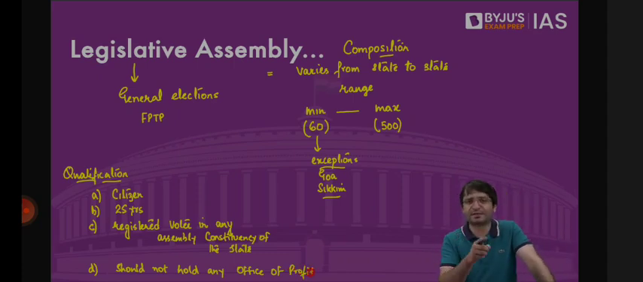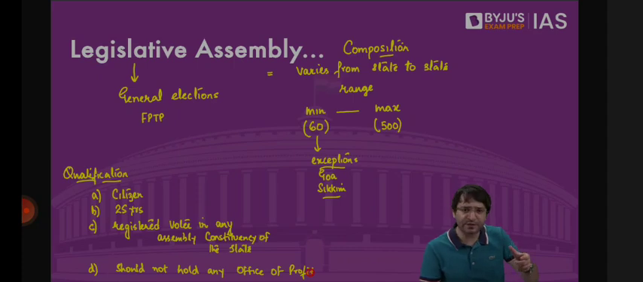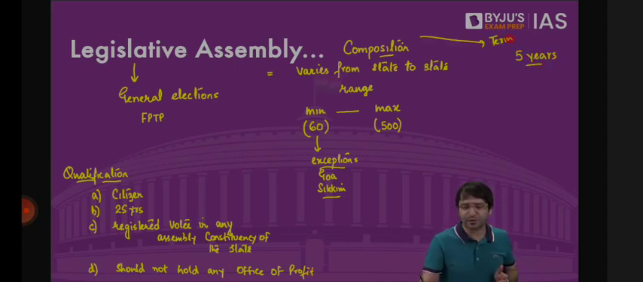You have to contest assembly elections in Telangana. If you are a citizen of India, you have completed 25 years of age, your name is mentioned in the electoral rolls of any assembly constituency in Telangana, you are eligible to contest, you are qualified to contest elections to Telangana Legislative Assembly. But you should also not be holding any office of profit. And once you contest elections, you win the elections, you remain in office for a period of 5 years. Because what is the term of a Legislative Assembly? Just like Lok Sabha, the term is for 5 years.